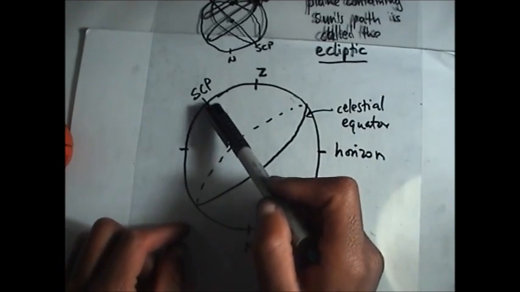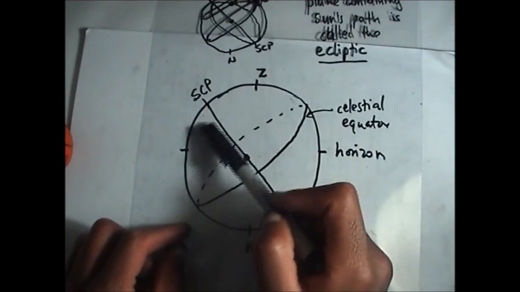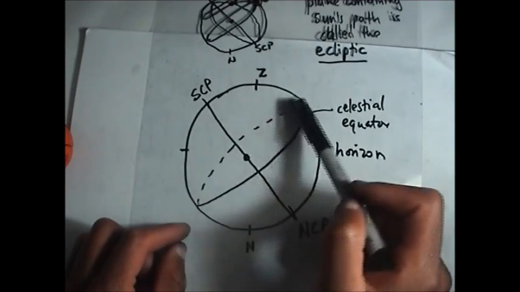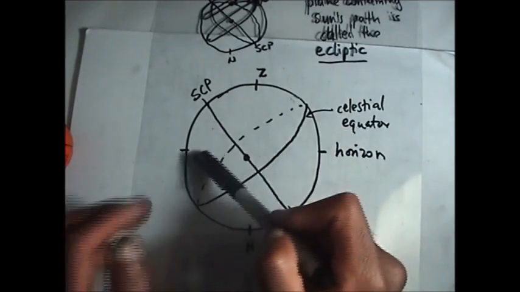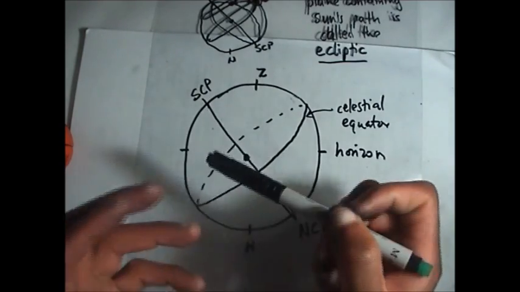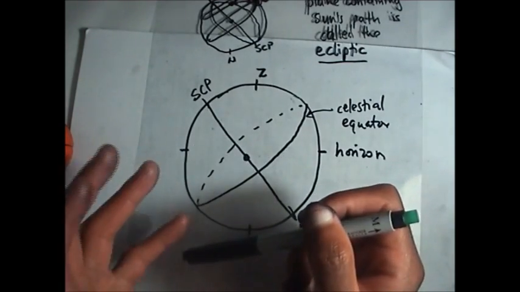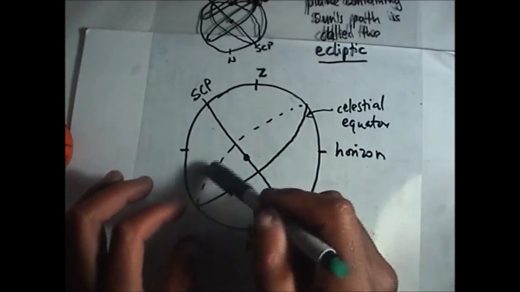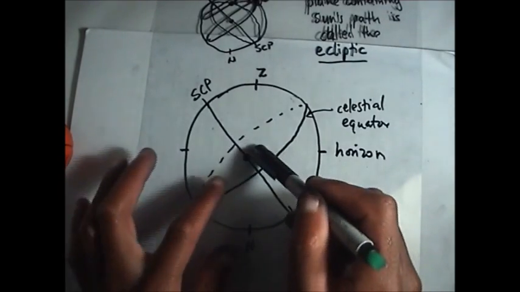The paths of the other stars are parallel to the celestial equator. So they do not cross, isn't it? Because they are parallel to this. But we are told that the ecliptic cuts the equator, which means it crosses the equator. So the path of the sun is not parallel to this.